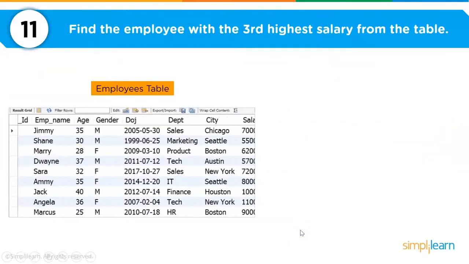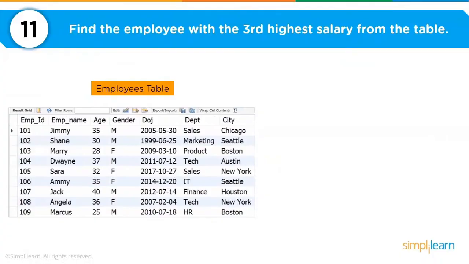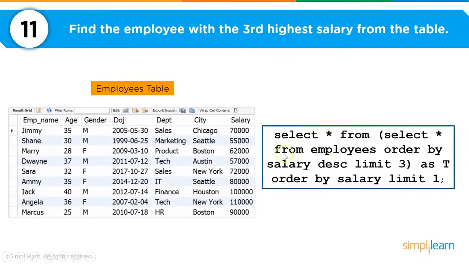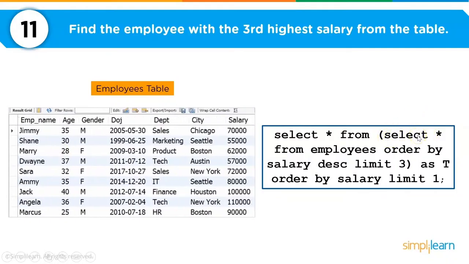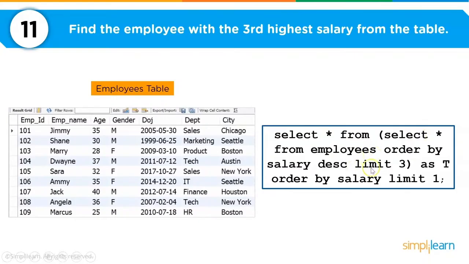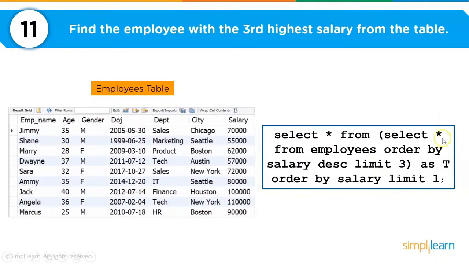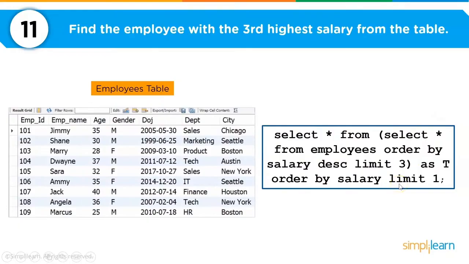Now moving ahead to the 11th question. So here we want to find the employee with the third highest salary from the table. So I have my employees table here, and my command would look something like this. So here we are going to explore how to write subqueries in SQL. So I'm using a subquery here where I'm trying to find the employees who have the top 3 salaries, or the top 3 employees who have the highest salaries, and from that I'm going to filter out my third highest salary employee. So let's do it on our workbench.